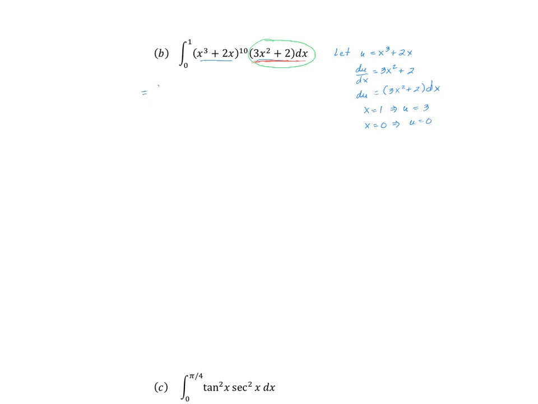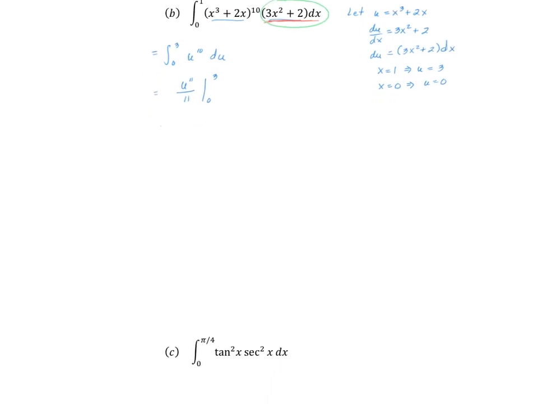My integral is now 0 to 3, u to the 10 du. So much nicer. So this would be u to the 11 over 11 evaluated from 0 to 3, which is just 3 to the 11 over 11. And I'm going to leave it like that. You could easily just plug this in a calculator and round it off. One more example.